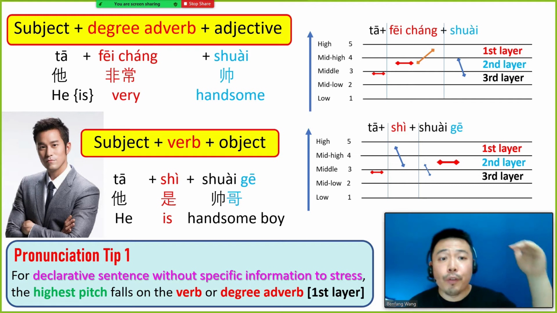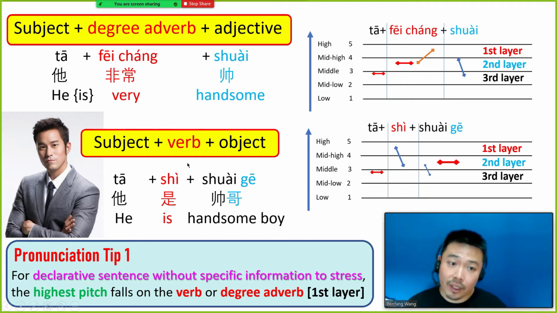For those simple declarative sentences without any specific information to stress to let the listener pay attention, the highest pitch will fall on the degree adverb or the verb. This is because if you put the highest pitch on the adjective or object, it will sound like a question. For example, 他非常帅, that will sound like, is he handsome?